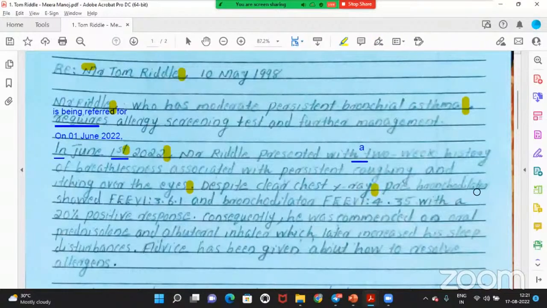pre-bronchodilator showed FEV1 colon 3.61 and bronchodilator FEV1 4.35. Why this space? No space after the decimal and before the decimal. It should be just 4.35. No space. With a 20% positive response. Consequently, he was recommenced on oral prednisolone. Remove "he was". Okay, this is correct only.